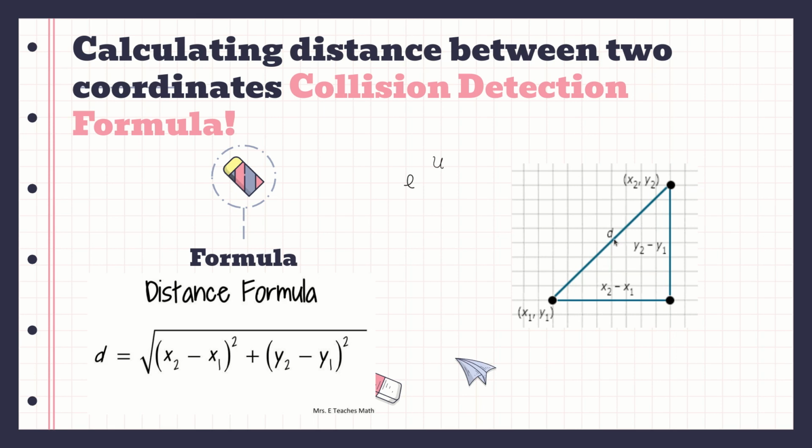So the formula that we'll use is d equals the square root of (x2 minus x1) squared plus (y2 minus y1) squared, all of that under the square root. So that's basically the distance formula.